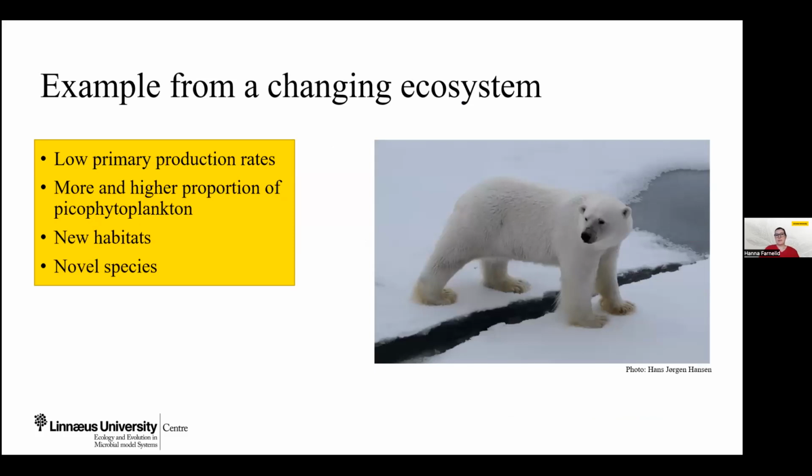So this was an example of a changing Arctic ecosystem where we found very low rates of primary production, and there was a higher proportion of picoeukaryotes. And with the changing Arctic Ocean, this would mean new habitats and also the possibility of novel species reaching the Arctic.